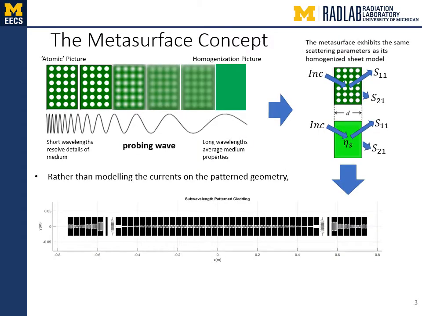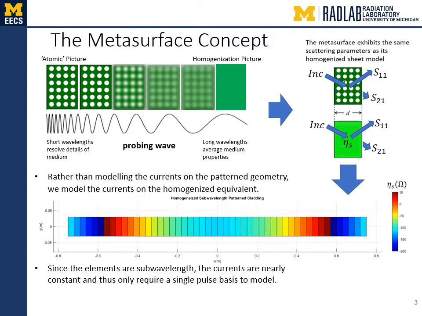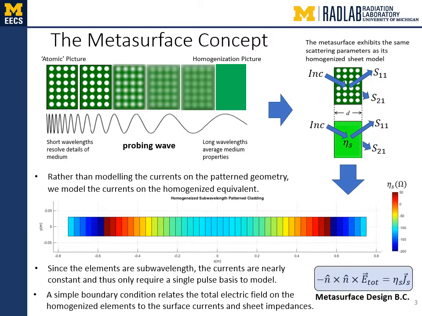Here we briefly describe the metasurface concept. The fine features of the sub-wavelength reflectarray elements are homogenized when the probing wavelength becomes long and the medium properties become averaged. The metasurface will exhibit the same scattering parameters as its homogenized sheet model, as shown in the upper right of the slide. Rather than modeling the currents on the pattern geometry, we model the currents on the homogenized equivalent. Since the elements are sub-wavelength, the currents are nearly constant and thus only require a single pulse basis to model. A simple boundary condition relates the total electric field on the homogenized elements to the surface currents and sheet impedances. The metasurface design boundary condition is negative n hat cross E total equal to Z sheet times the surface current density J.